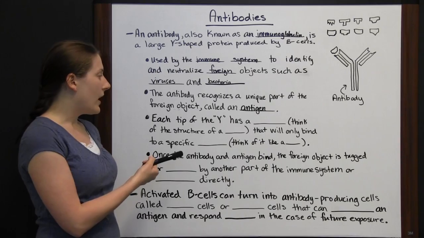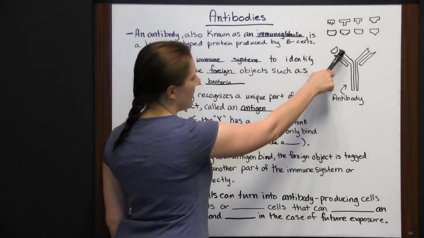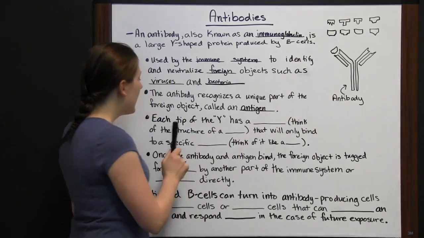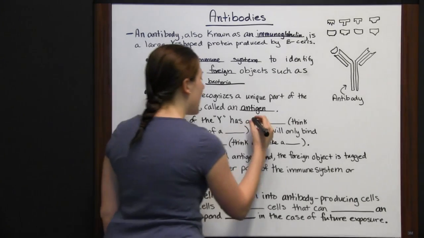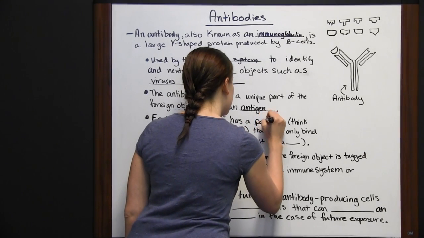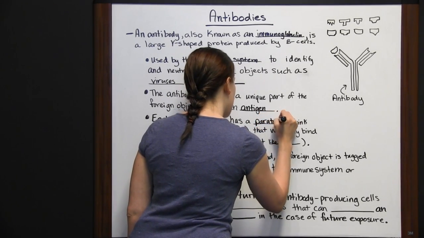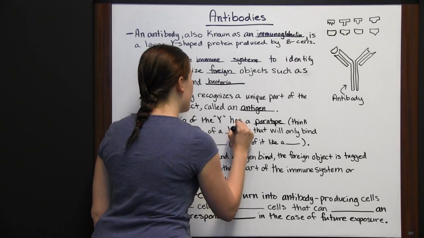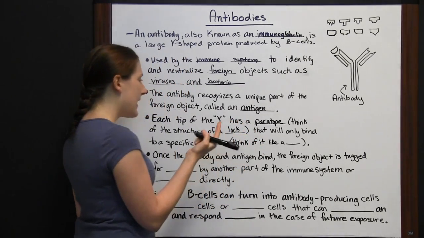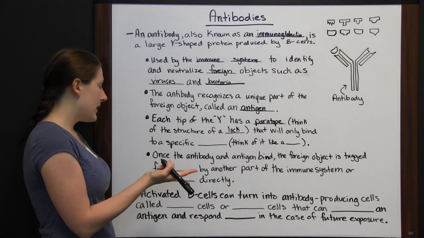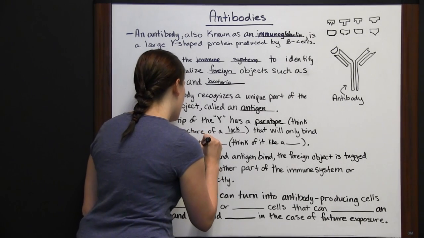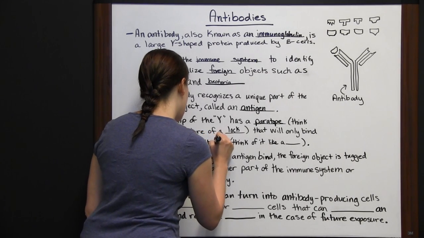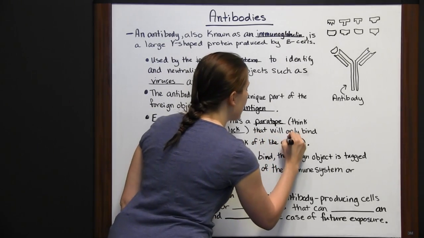Each tip of the Y, remember we said an antibody is a Y-shaped protein, has a paratope. And think of the structure of a lock for a paratope. And each paratope will only bind to a specific epitope. And think of it like a key.